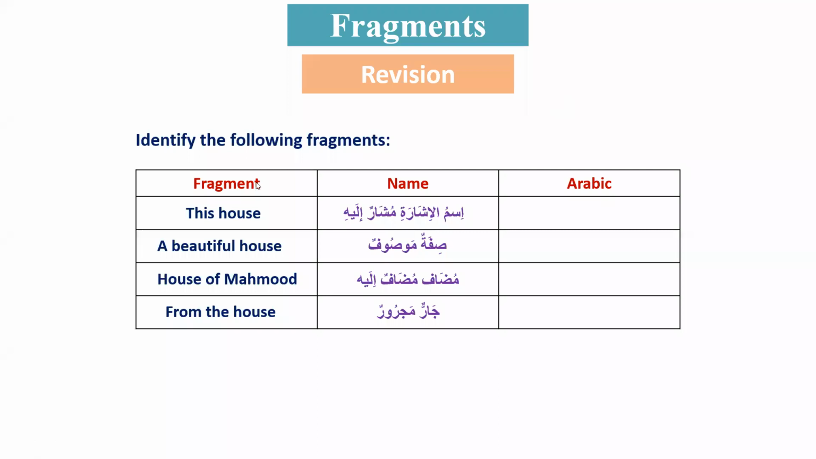All right, let's continue. Daniel, translate into Arabic, this house. This house will be hadha al-baitu. Very good. Beautiful, a beautiful house. Muhammad Ashar. Yes. It would be Baitun Jamilun. Baitun Jamilun. Anusha. House of Mahmud.